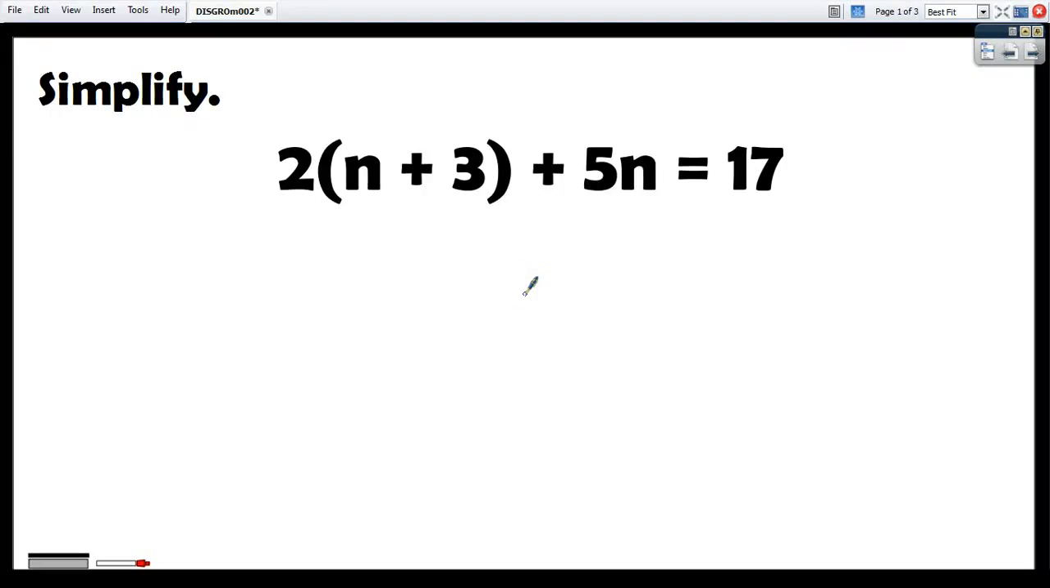Alright, so let's take a look at a few more examples that the video we just saw kind of described. Here's a problem that we're going to work on, which reads as 2 times (n + 3) plus 5n equals 17. Now, once again, if we stick to our grocery bag analogy, what's going on here is that we came home from shopping and we have two bags, with the parentheses representing the bag, and inside each bag is n plus 3.